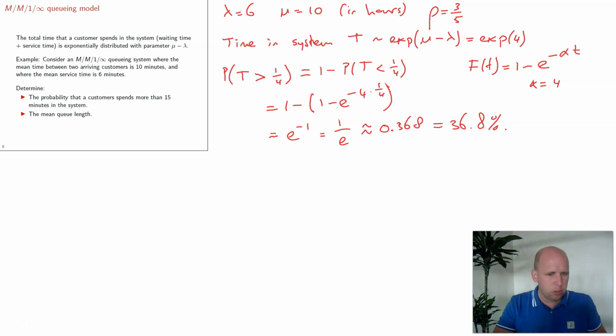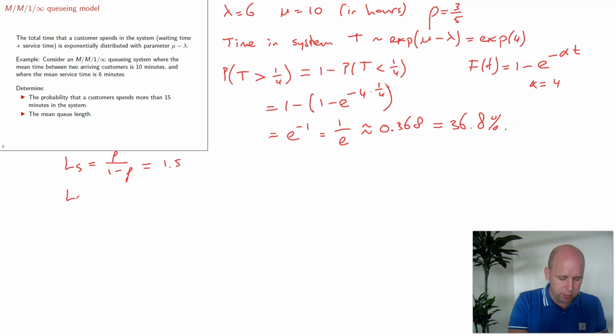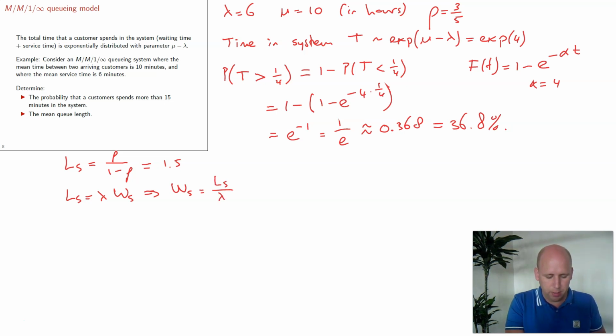The second question is to determine the mean queue length. So we have our formula for the expected number of customers in the system. That was rho over 1 minus rho, and that is equal to 1.5. And based on one of Little's formulas, we have that Ls is equal to lambda times Ws. So that means that Ws can be calculated based on Ls. So it's Ls divided by lambda. If we divide 1.5 by 6, then we get 0.25. This is the expected time in the system.